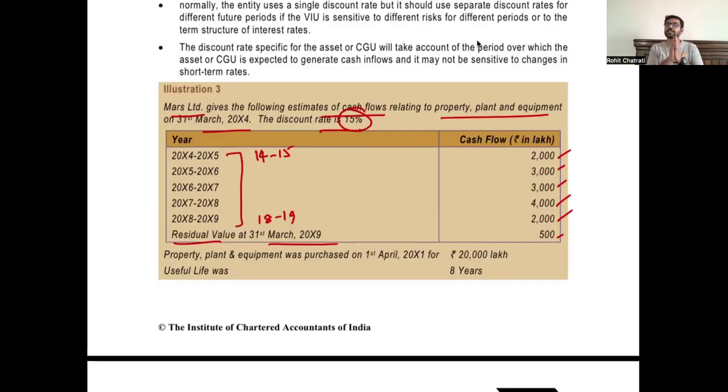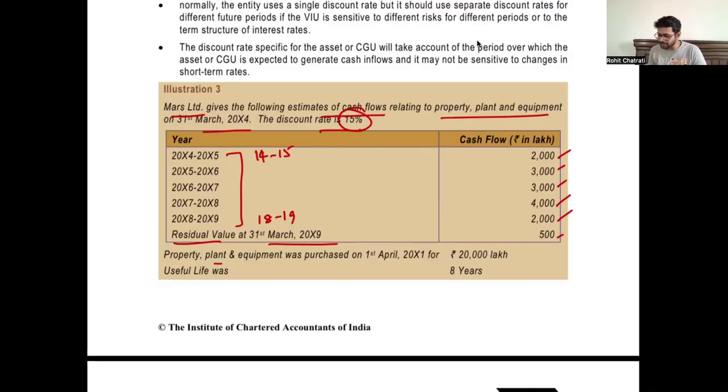VIU is calculated as the present value of future cash flows expected to be generated from the asset. Now, we are going to generate these next 5 years of cash flows, but you're also going to generate any residual value. If you sell the asset on 31st of March 2019, 5 years later, you are actually going to receive 500 lakhs, and that will also be considered for VIU calculation. Let's continue reading the question.